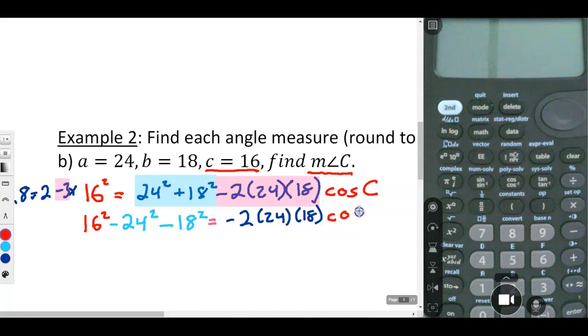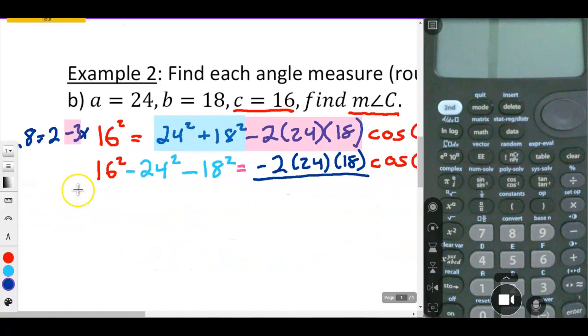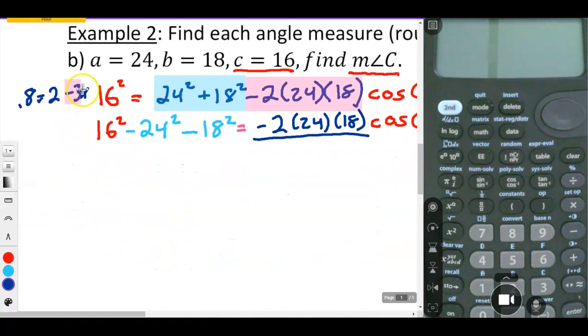cosine C. Now, if you really wanted to, you could do 24 times 2 times 18 and get the one number. It's just a personal preference if you want to do that or not. But the next step is to divide both sides by that coefficient. Whatever's in front of the thing you're solving for, that's what you divide by. Just like negative 3 is in front of x here, so we divide both sides by negative 3. We're dividing by this whole thing.